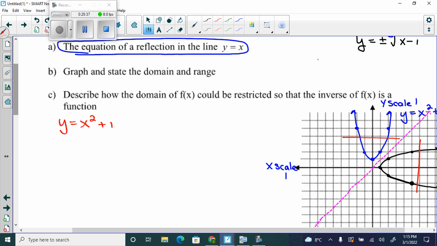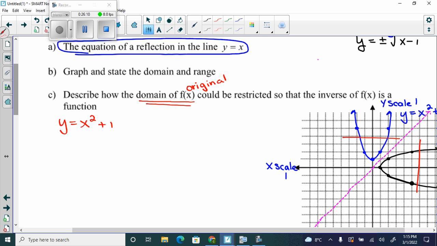What I want you to do is tell me what I could restrict the domain of the original. So here it says, describe how the domain of f of x, this is the original, could be restricted so the inverse is a function. So what could I restrict the domain of that blue graph? Right now the blue graph is x ∈ ℝ, right? It's a parabola, it's x ∈ ℝ. What could I restrict the domain of this blue graph to so that when I draw that red line it crosses once?